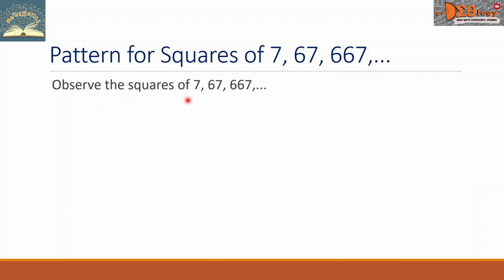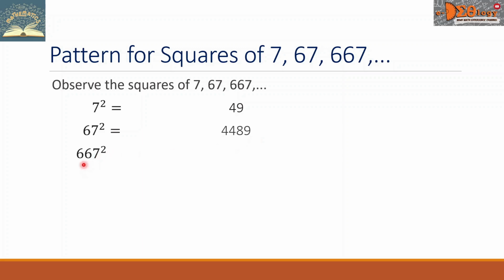Let us observe the squares of 7, 67, 667, and so on. Let's begin with 7 square. The answer is 49. Please observe that this number starts with 4 and ends with 9. Next is 67 square. The answer is 4,489. This number starts with 4 and ends with 9. And there is a pair of 4 and 8 in between 4 and 9.